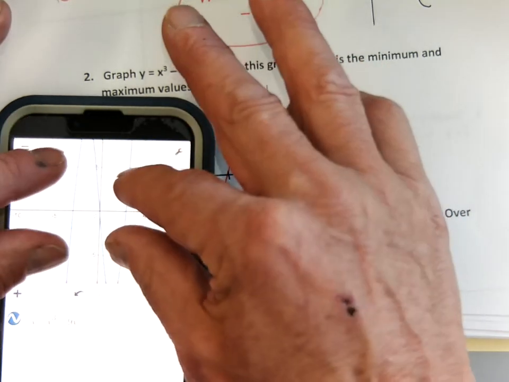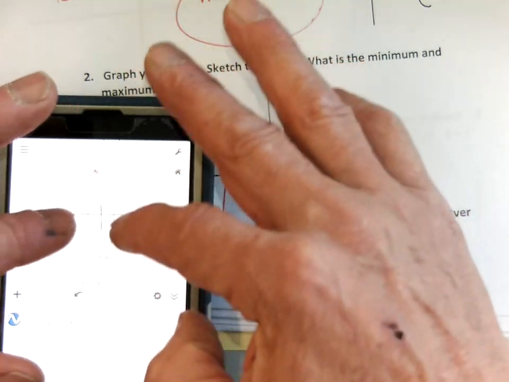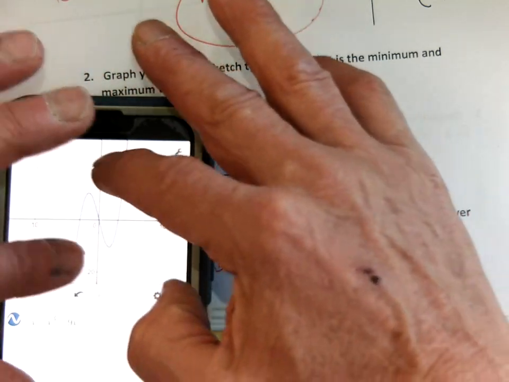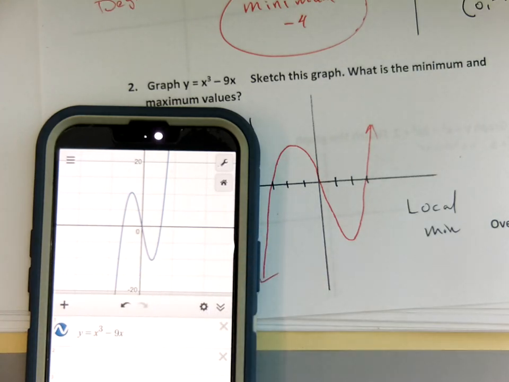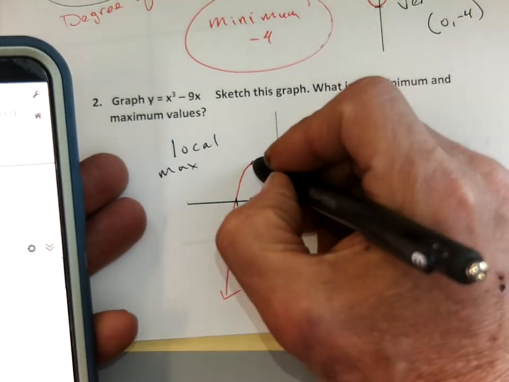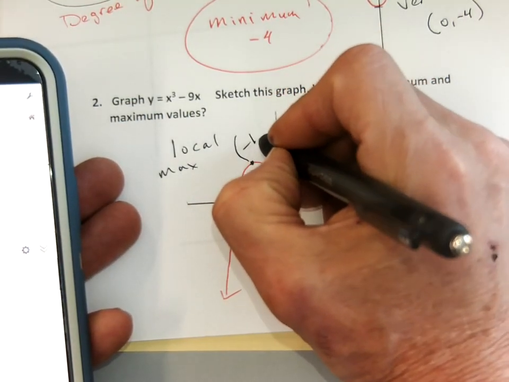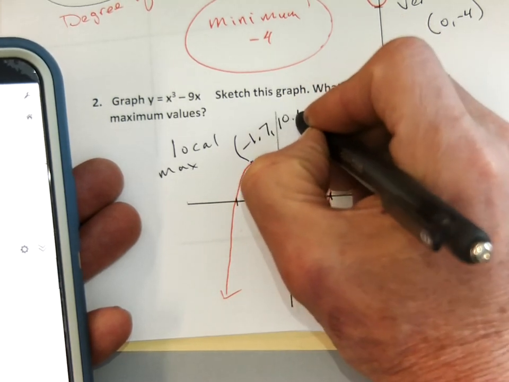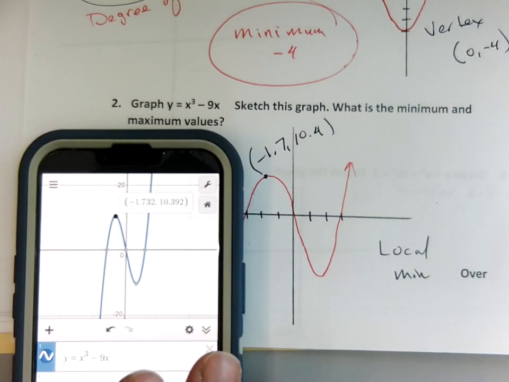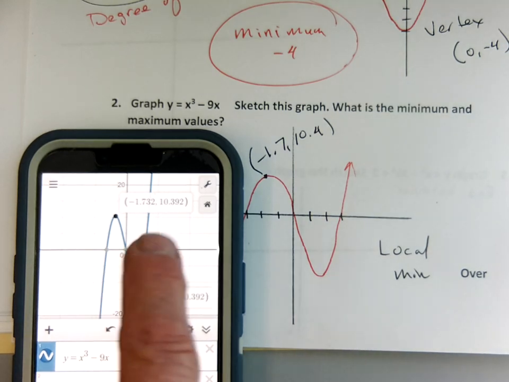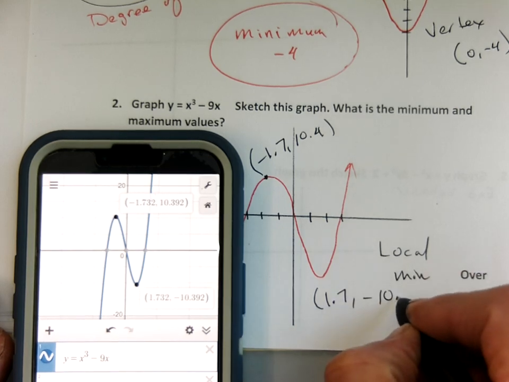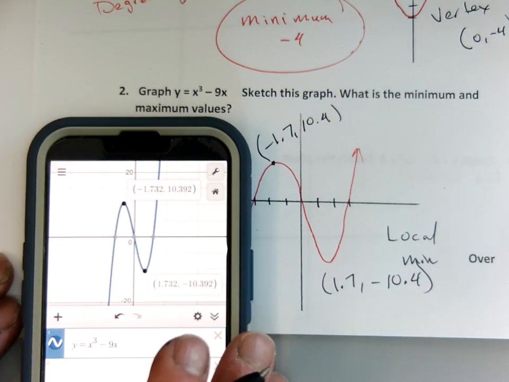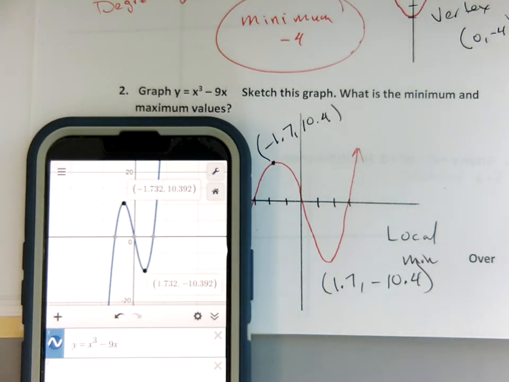Okay, and come on, phone, squish for me. So, watch. This is what I love about Desmos, is tap. So my local max is at the point negative 1.7, about a 10.4. Write that down. I got that from my calculator. And my local min, just tap, is at a positive 1.7, negative 10.4. Okay, how's that? So far, so good? Really easy. I just tapped on my phone. I got my local max, local min.